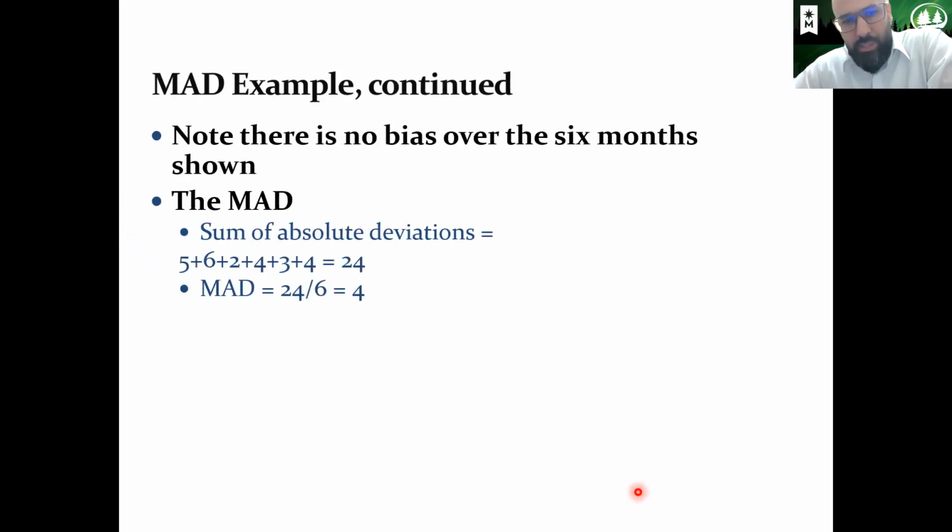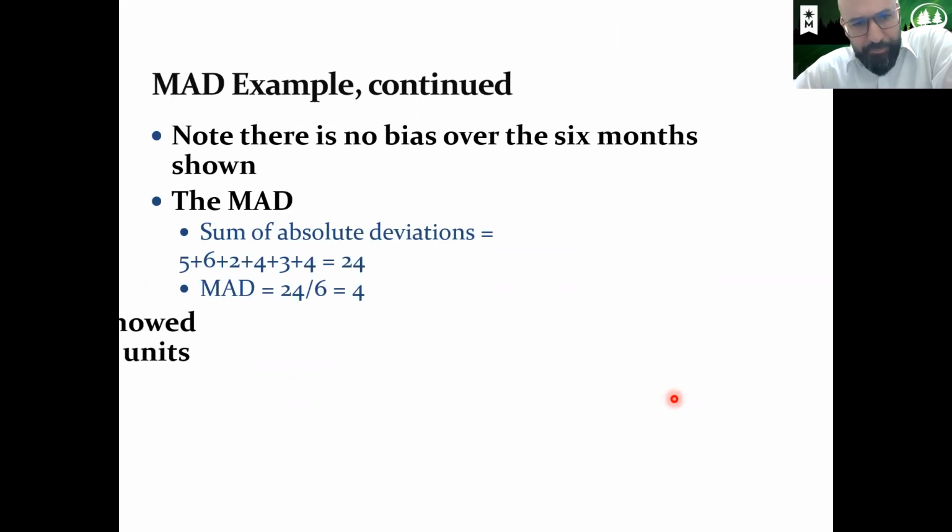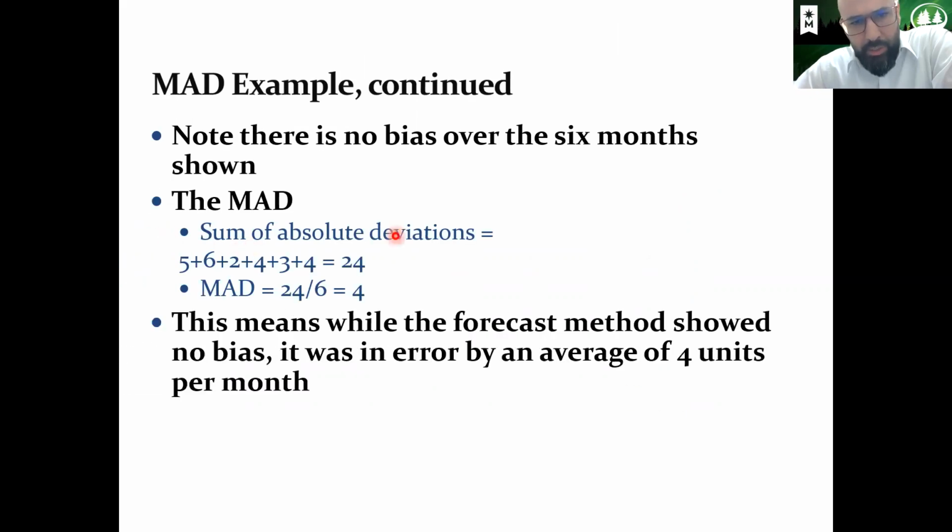Now what we need to do, let's take a look at the MAD calculation. You add the summation of the absolute value of each of these errors or deviations, how far away you are from the actual. So we have 5, 6, 2, 4, 3, and 4. Again, these numbers are coming from this table right here. We take the absolute value, which means just using it as a positive, to find that the total summation of deviation is 24.